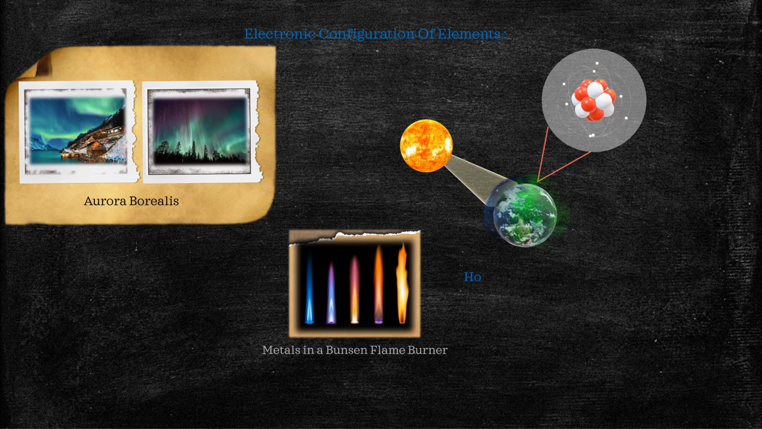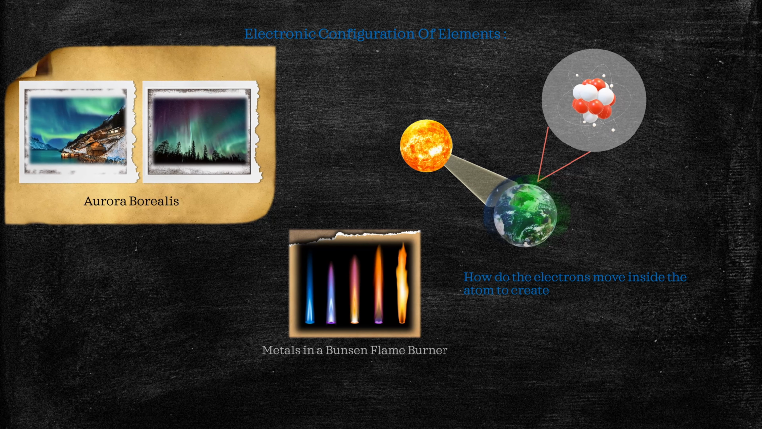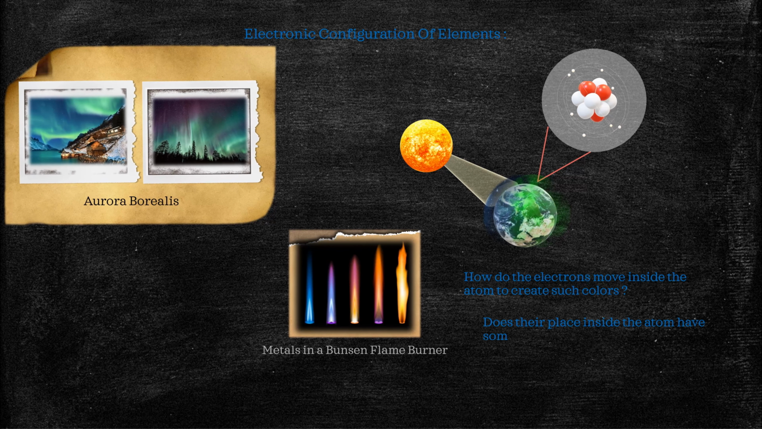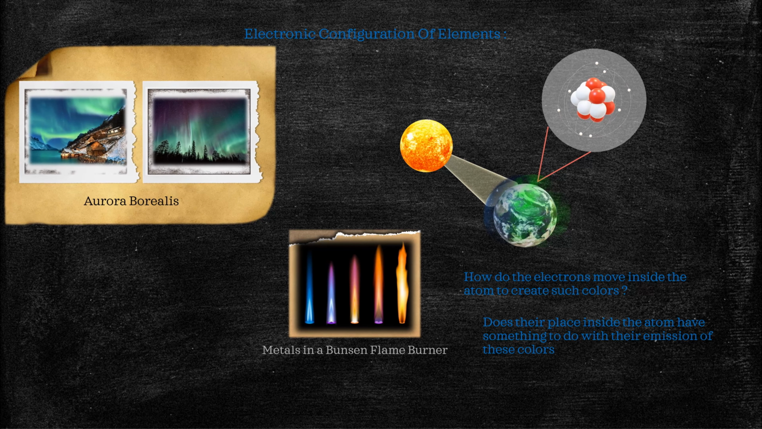But how do the electrons move inside the atom to create such colors? And does their place inside the atom have something to do with their emission of these colors?